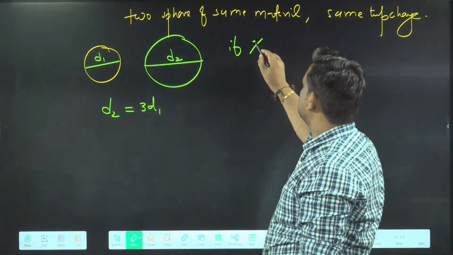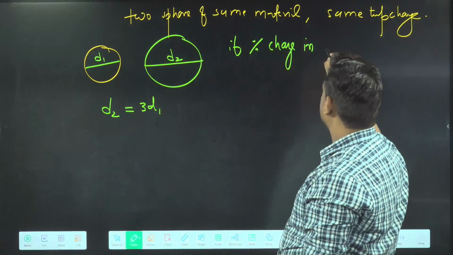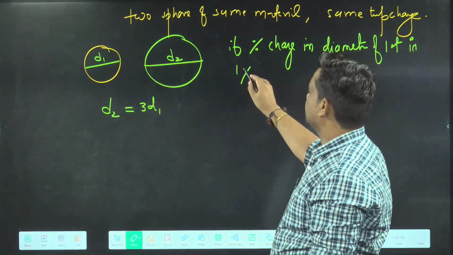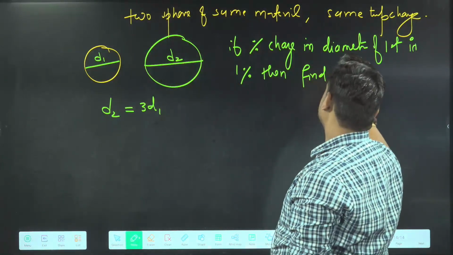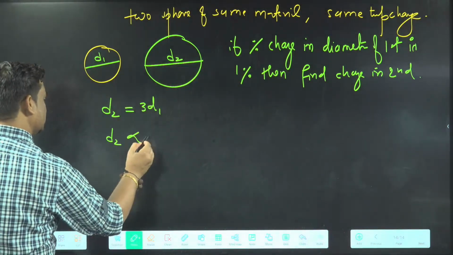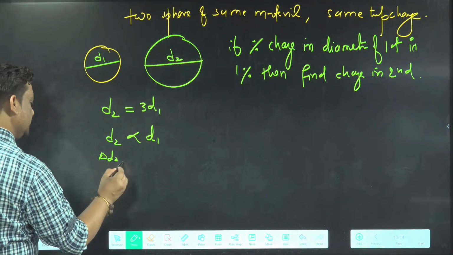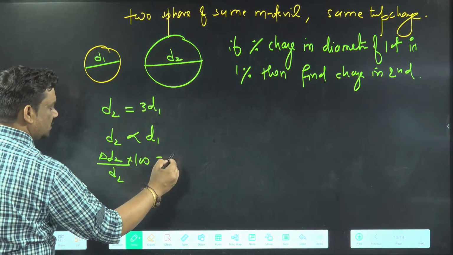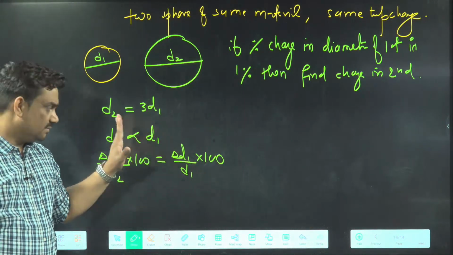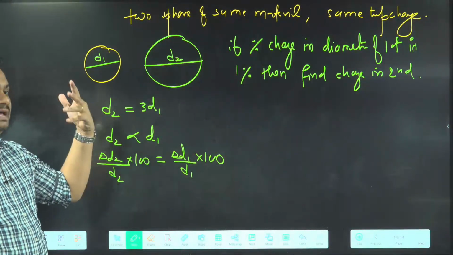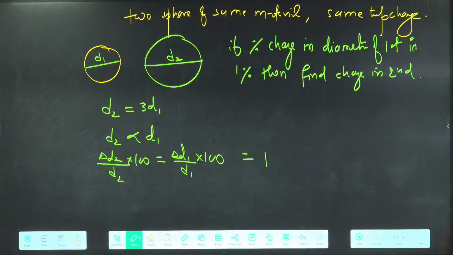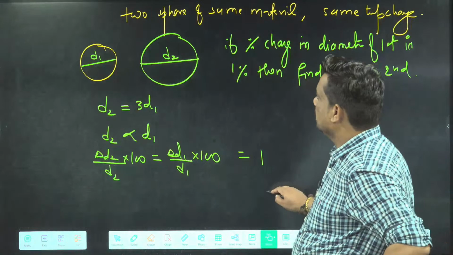Then they are writing: if percentage change in diameter of the first is 1%, then find the change in the second. Okay, this is the question. So we will write the same way: D2 proportional to D1. And then we write delta D2 divided by D2 into 100 will be the same as delta D1 by D1 into 100. Material is the same, temperature change is the same, so it will always remain the same. So this will be the same as 1. Okay, clear? I hope this question is clear.